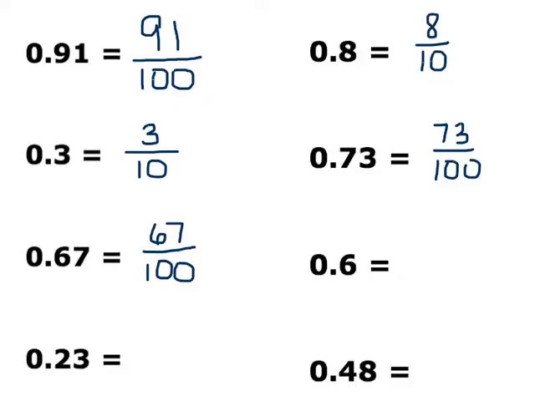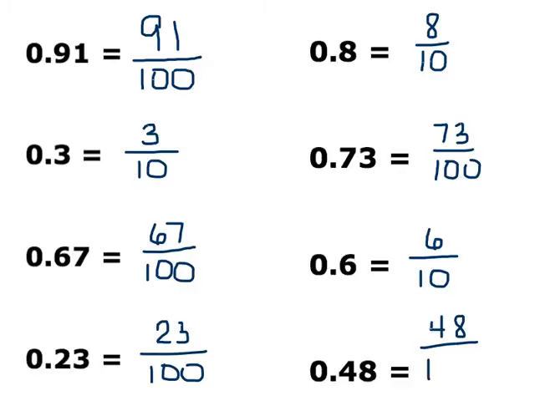Next, 6 tenths. 6, my denominator is a 10. Next, 23 hundredths. 23 hundredths. And finally, I have 48 hundredths. So I have 48 hundredths.